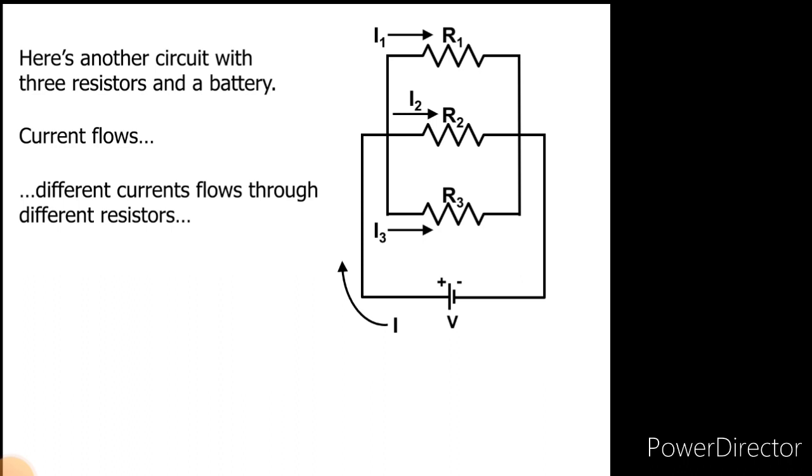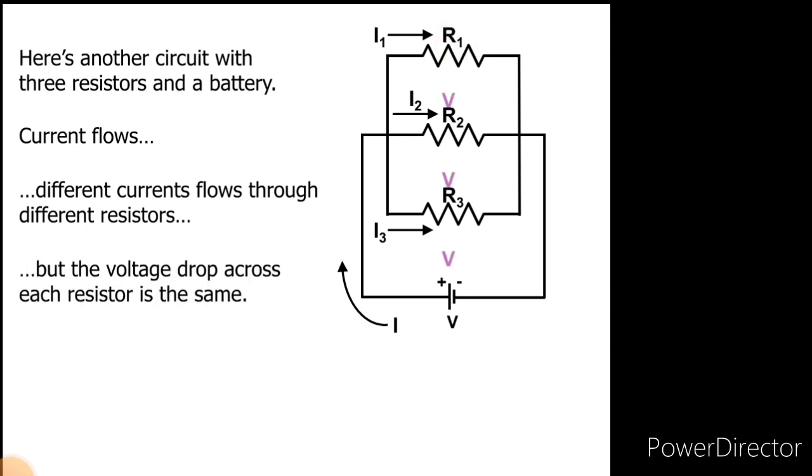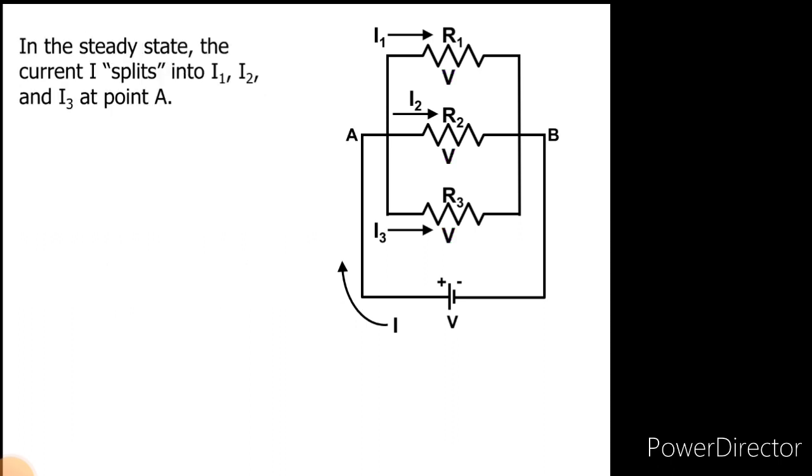Different current flows through different resistors. Okay, so yung current natin dito, dito, at dito ay magkakaiba. Okay, but the voltage again is same lang sa kanilang tatlo. Okay, so same voltage, magkakaiba ng resistance, kaya magkakaiba din ng current na dadaan sa kanila. So again, the voltage drop across each resistor is the same.